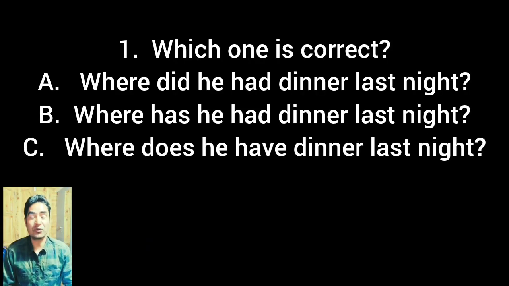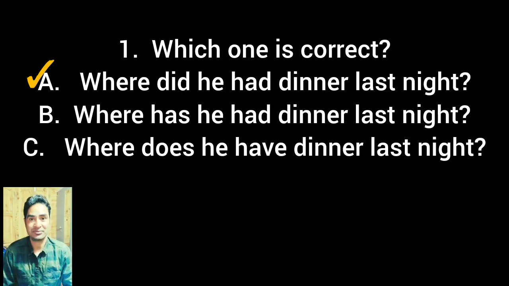The first question of the intermediate level. Which one is correct? A. Where did he have dinner last night? B. Where has he had dinner last night? And C. Where does he have dinner last night? A is the correct answer.